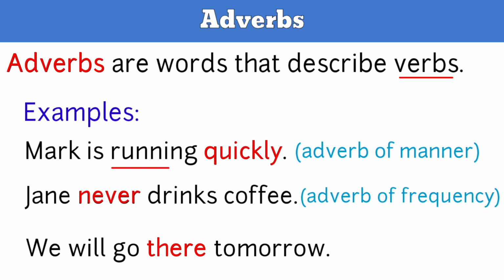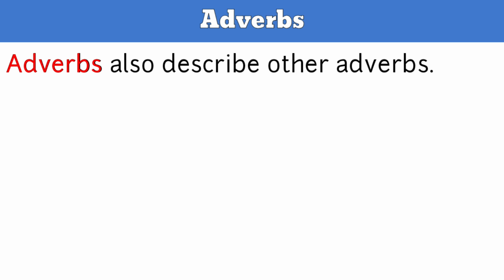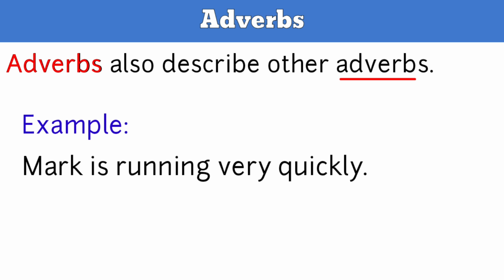We will go there tomorrow. So there is an adverb of place. It is describing where we will go. Adverbs can also describe or modify other adverbs. Mark is running very quickly. So this is another adverb, which is modifying quickly. And together, both of them, very quickly, they are describing the action.